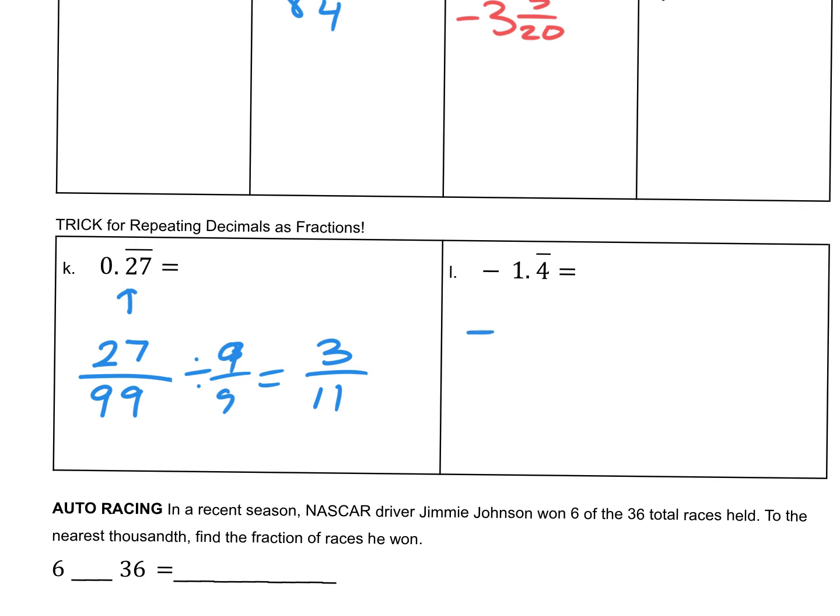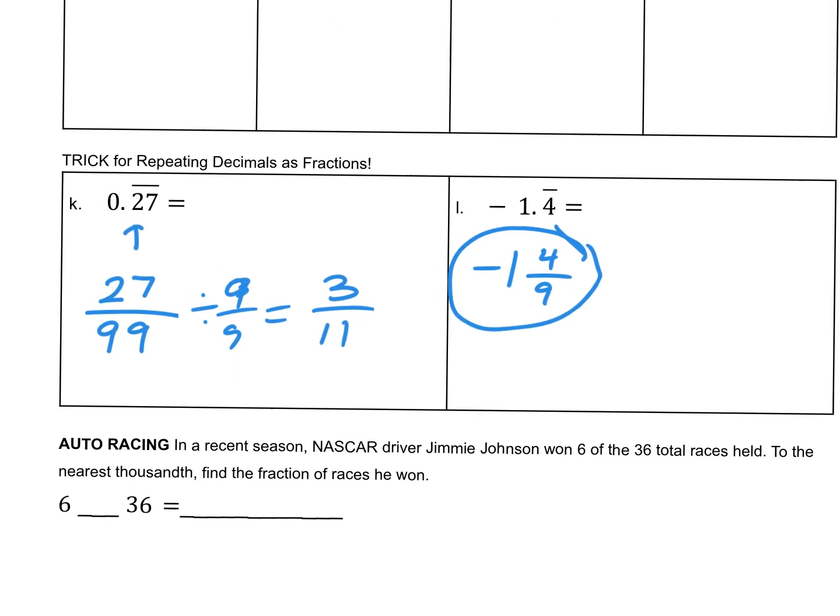Same thing over here. We have a negative, and then we have 1 digit there. So that could be 4 out of 9, for the 9 digits that could go there, and that's already reduced. It's a little trick with those repeating ones if it's right next to the decimal.